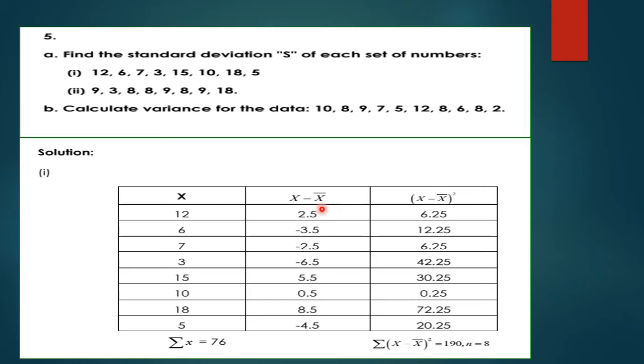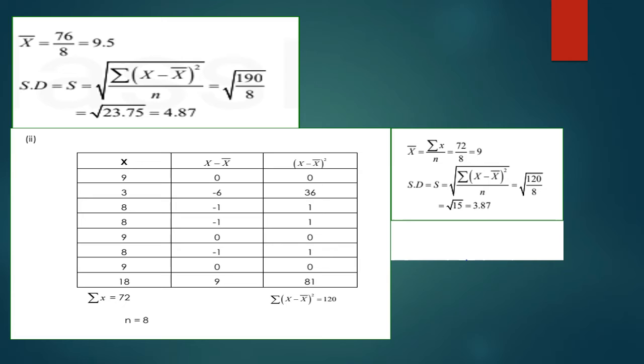x minus x bar. First we will find x bar. After finding it, summation x is equal to 76, divided by 8. So we will find the x bar. After simplification, by x minus x bar, we will calculate these values. After getting the values, x bar is equal to 76 by 8, which is equal to 9.5.